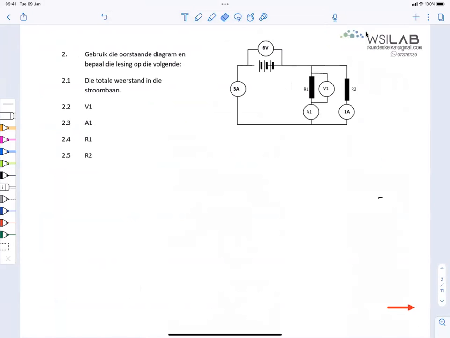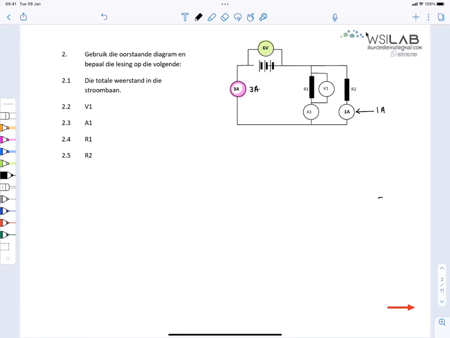So we have a battery with a 6-volt potential difference. Then there's an ammeter in that circuit. It's not number 3. That reading on that ammeter is 3 ampere. And then we have an ammeter here with a reading of 1 amp, 1 ampere.